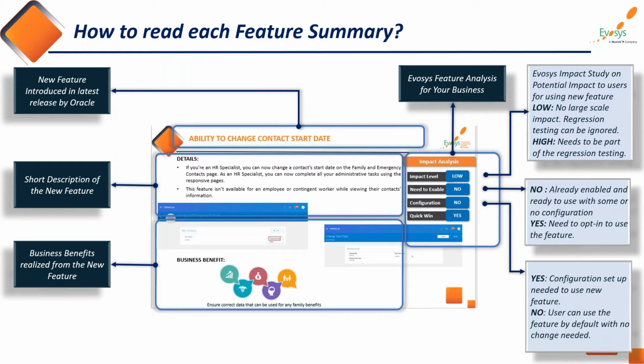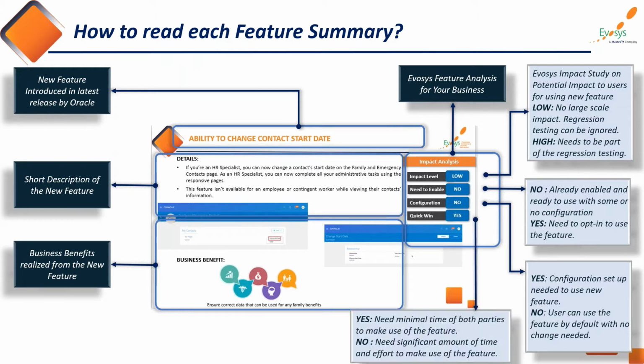And the third one highlights the nature of each feature. There would be certain configurations which may be required, or some can be used without any changes straight away in the system. We'll cover that as well. And the last one is a quick win. This term we use to simply convey what is ready to use by investing a minimum amount of time, and what requires a significant amount of time and effort to make use of the new feature.